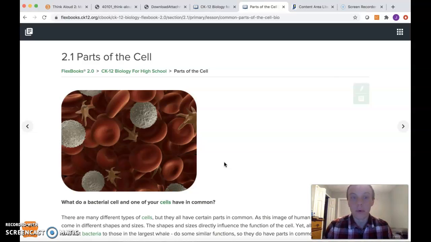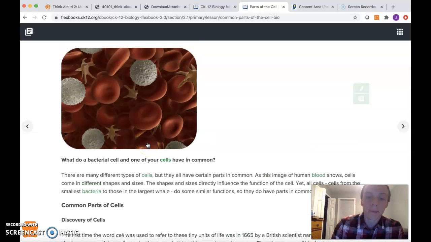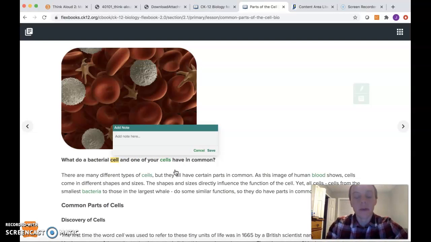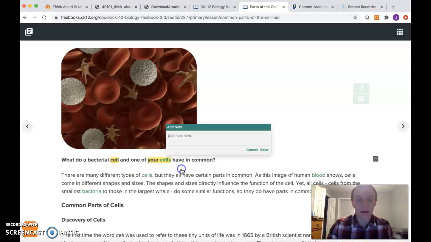So again, this is section 2.1, parts of the cell. And this first heading here says, what do a bacterial cell and one of your cells have in common? So first of all, what do I know about a cell? Well, I've heard that a cell is the basic building block of life. A cell is the basic building block of life. And then I know that bacteria are really small versus our cells are bigger. So what would they have in common if they're so different in size?